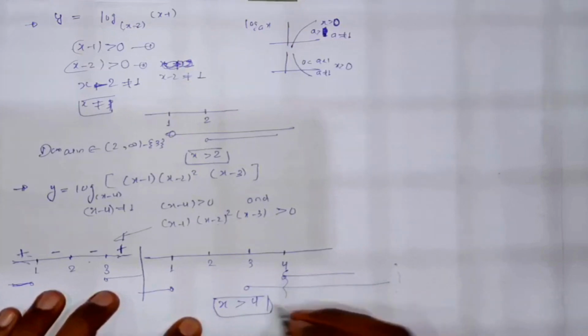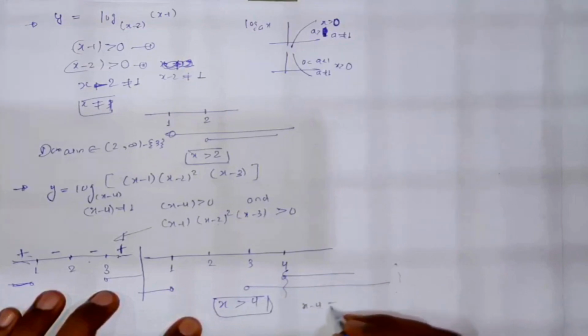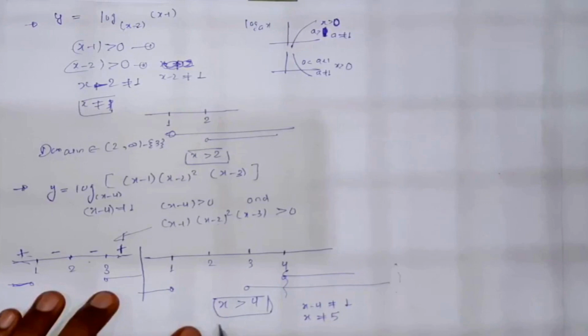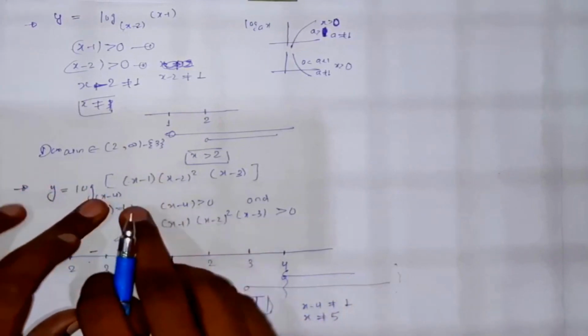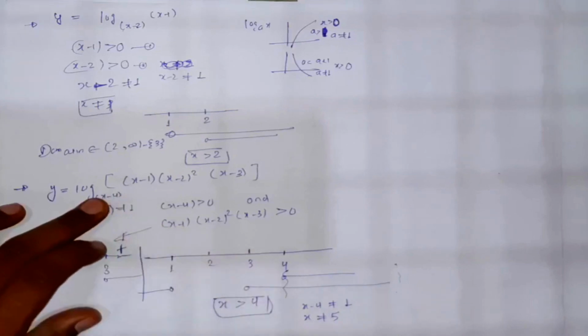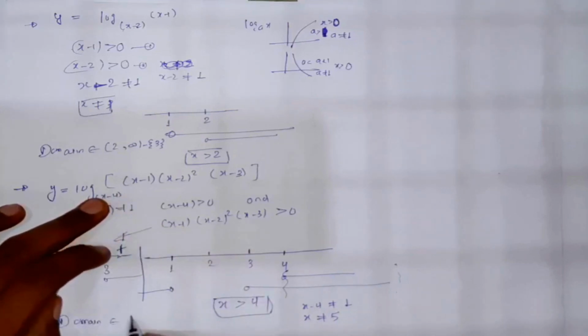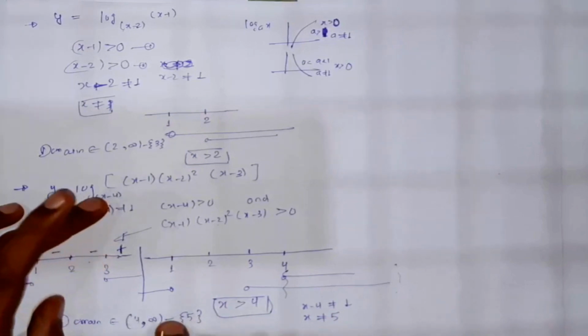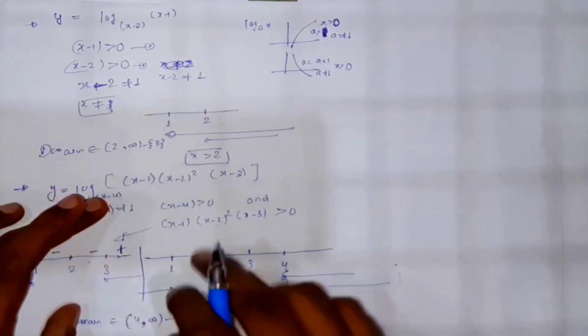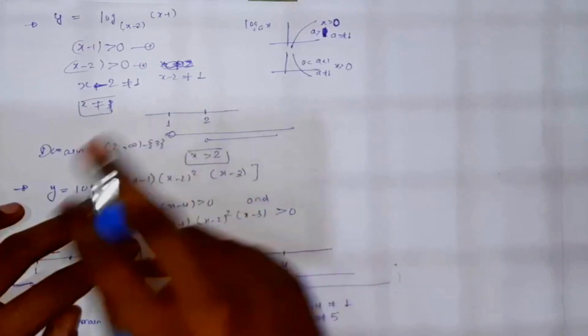But I'm saying x minus 4 should not be equal to 1. That means x should not be equal to 5. So I'm going to take the values of x for which this function will be defined. That means the domain of this function will be 4 to infinity, minus 5. I hope it is clear to all of you. So this is the way to calculate the domain of this log function.